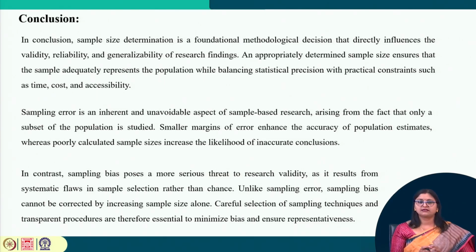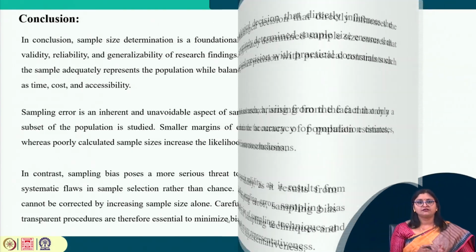Unlike sampling error, sampling bias cannot be corrected by increasing the sample size alone. So, careful selection of the sampling technique and transparent procedures are therefore essential to minimize the bias and ensure the representativeness of the conducted research.